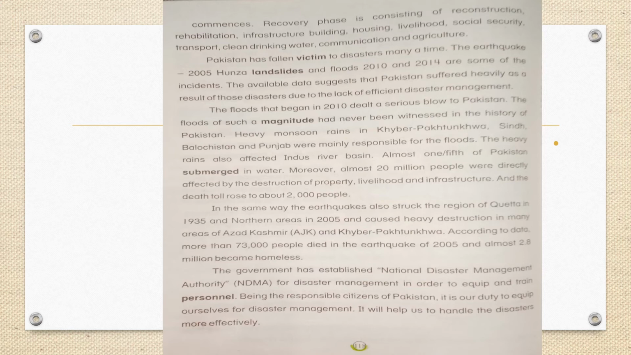In the same way, earthquakes also struck the region of Quetta in 1935 and northern areas in 2005 and caused heavy destruction in many areas of Azad Kashmir, AJK, and Khyber Pakhtunkhwa. According to data, more than 73,000 people died in the earthquake of 2005 and almost 2.8 million became homeless. The government has established the National Disaster Management Authority (NDMA) for disaster management in order to equip the trained personnel. Being responsible citizens of Pakistan, it is our duty to equip ourselves for disaster management. It will help us to handle disasters more effectively.